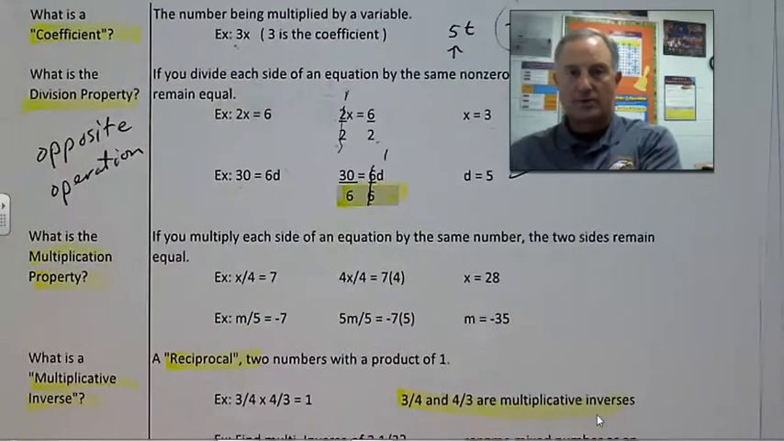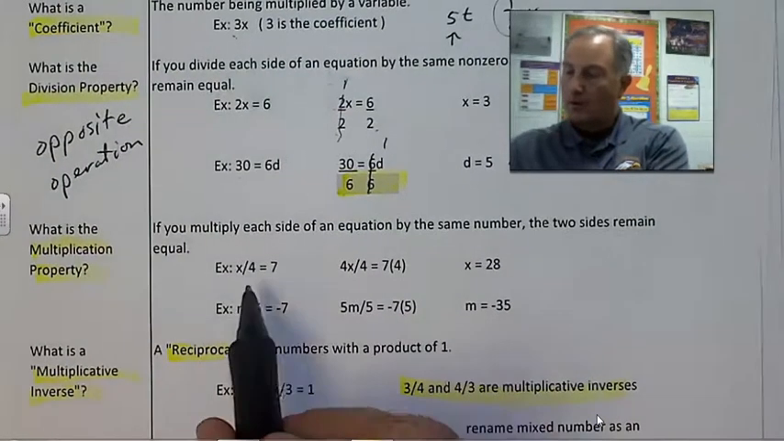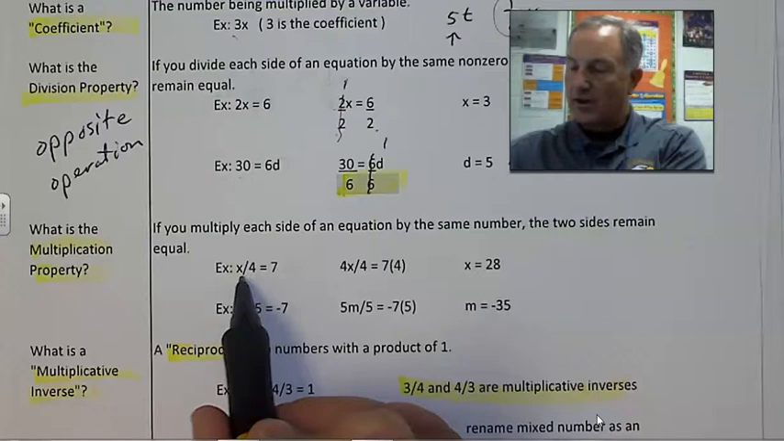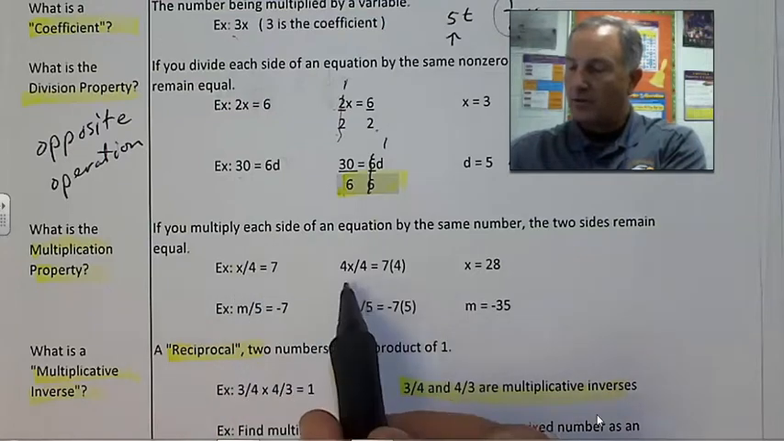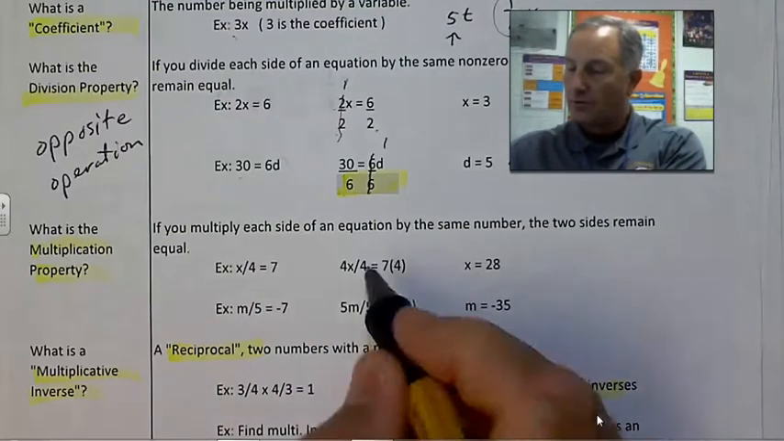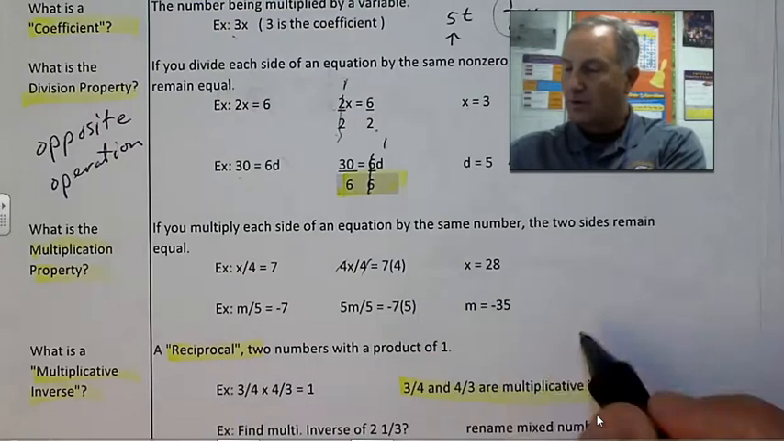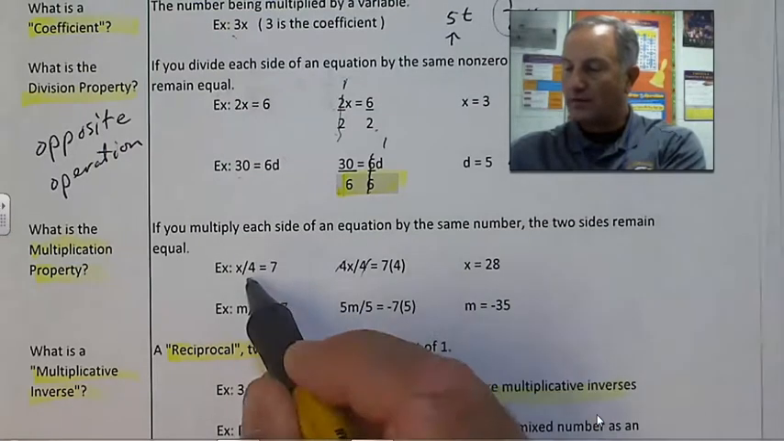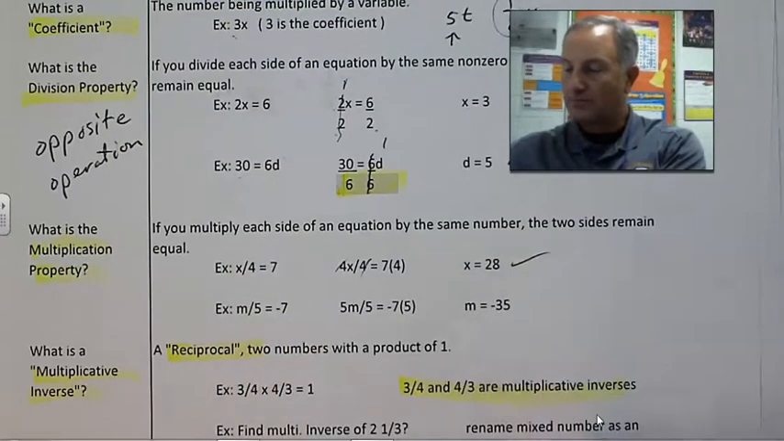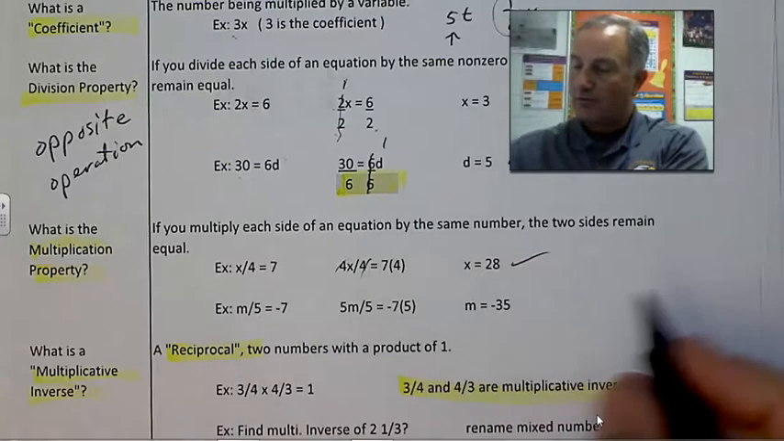Okay, multiplication property. So you'll notice here we have division. X over 4 equals 7. If you multiply both sides by 4, the 4's cancel out. X is 28. Does 28 divided by 4 equal 7? Sure does.